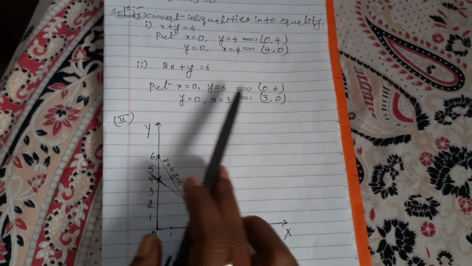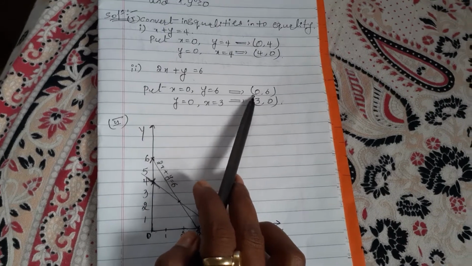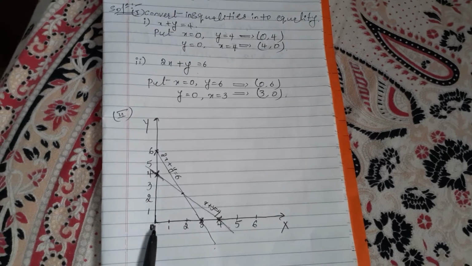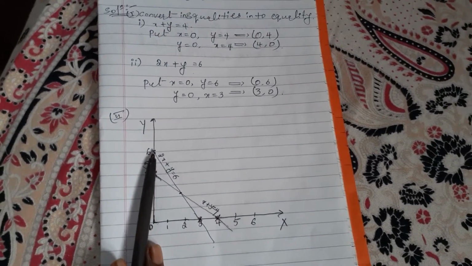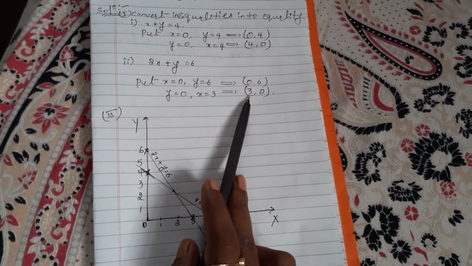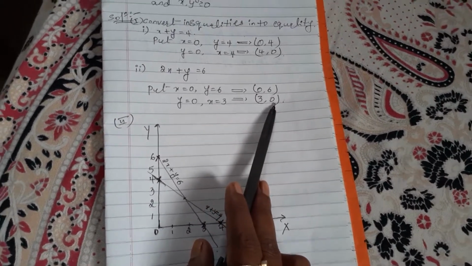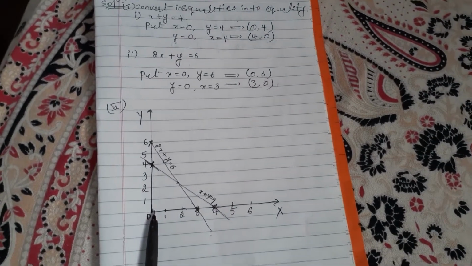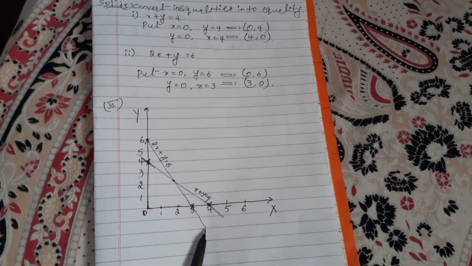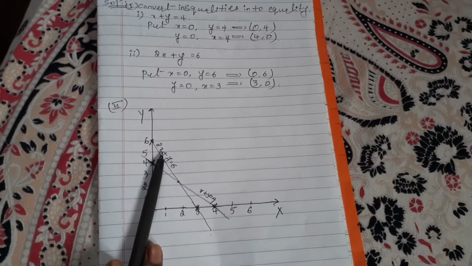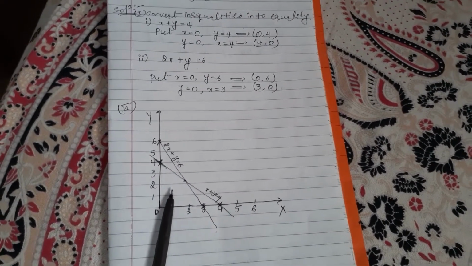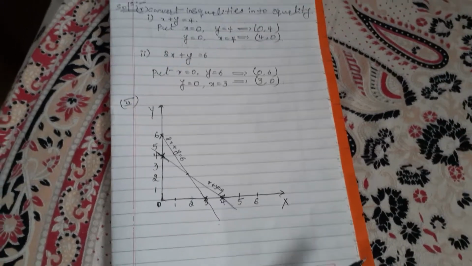In the same way, here we have another pair of points (0, 6) and (3, 0). Here x equals 0 and y equals 6, so mark the point. Then (3, 0), x value is 3 and y value is 0. Then join these two points with the help of a ruler and write the equation 2x plus y equals 6. Then in this graph you have to mark the common area known as the feasible region.